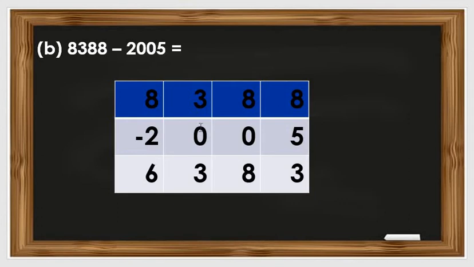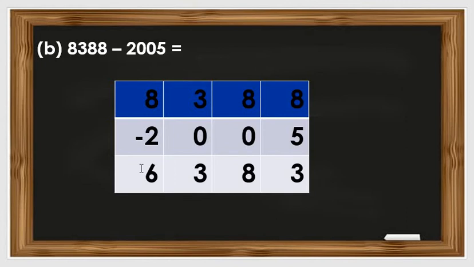Then further, 3 minus 0. 3 minus 0, so how many, all students? 3. 3 minus 0 is equal to 3. Then further again, 8 minus 2. We can easily take out 8 minus 2, all students. So the answer is what? 6. 8 minus 2 is equal to 6.